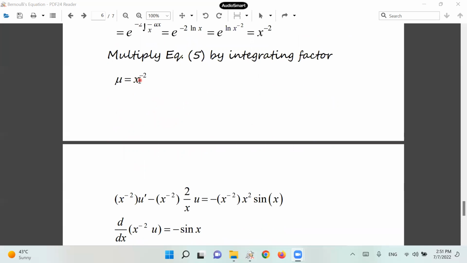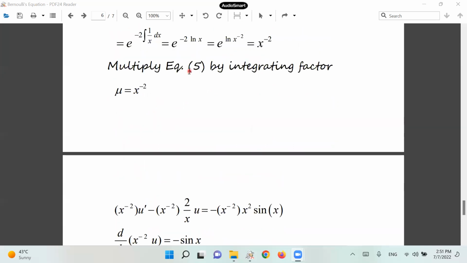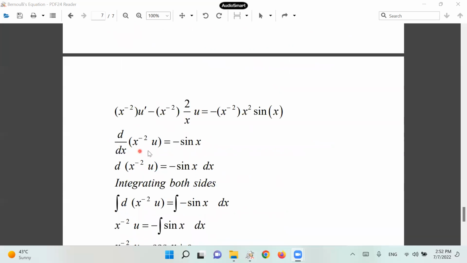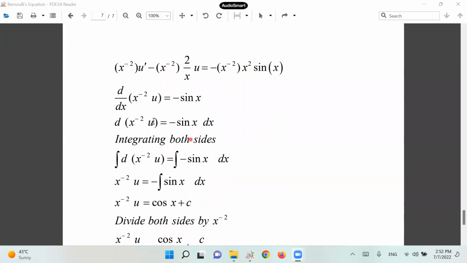Now we are going to multiply this integrating factor by equation number 5. So when we multiply x power minus 2 with all these terms, we can write this all in terms of the derivative of the integrating factor multiplied by u. And here this and this will become 1, since x power 0 is 1. So here we are left with just sine of x. After that, just multiply both sides by dx. So dx on this side will cancel out, and we are left with d of x power minus 2 into u equals minus sine x dx.